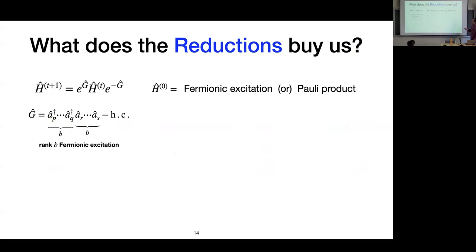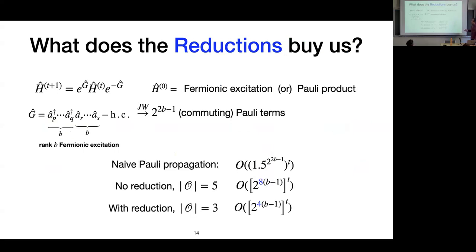If the original operator being transformed was either a fermionic excitation or a Pauli product, and the generator of the unitary was a fermionic excitation, and I were to do a Jordan-Wigner transformation of this fermionic excitation, which is essentially a fermion to qubit space transformation, I end up with 2^(b-1) commuting Pauli products. B over here is the fermionic rank, the number of particles being moved around. So a naive Pauli propagation, which refers to just propagating each of the Pauli products in the initial Hamiltonian, will give us a scaling of the resulting operators of this form.